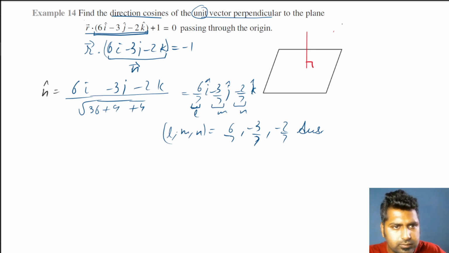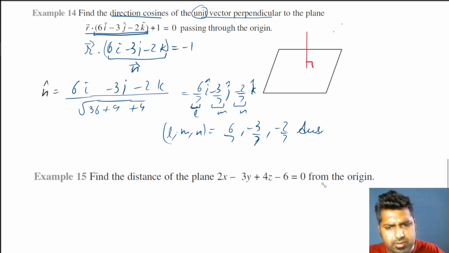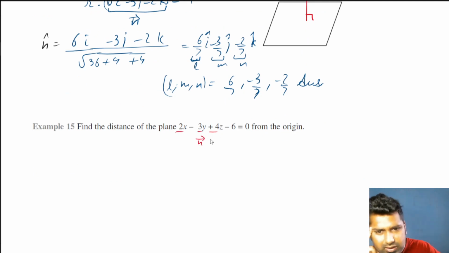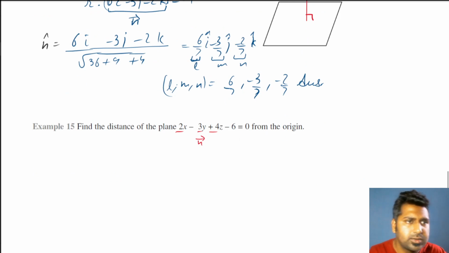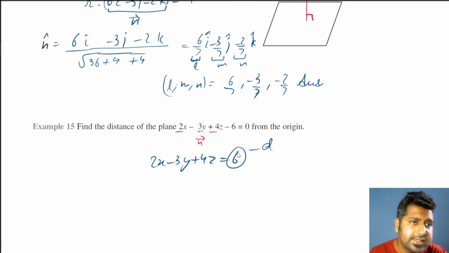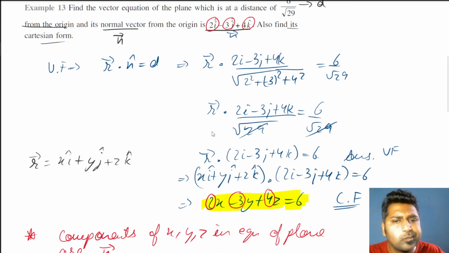Next question, again the same idea. It has given you the equation and is asking for the distance from origin. The moment you see distance from origin, just use the concept. What is the concept? That these are the components of the n vector, and if we take this 6 to the other side, the equation will look like this: 2x minus 3y plus 4z is equal to 6. Now the point is, is this the distance? No. This can be the distance only if this was a unit normal vector.